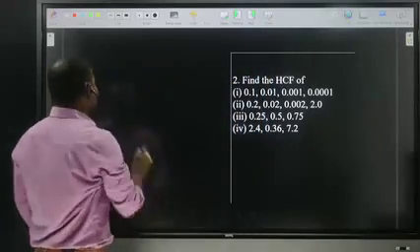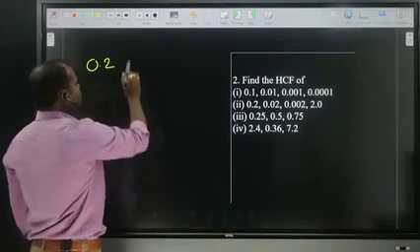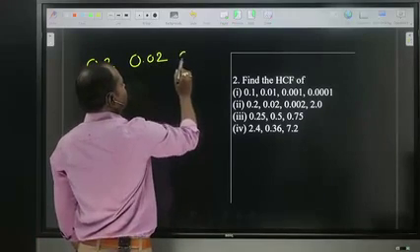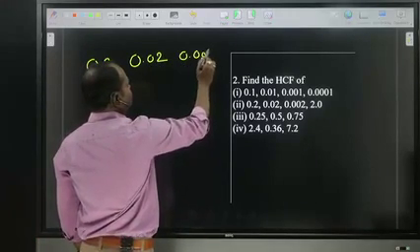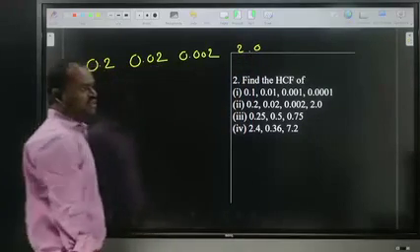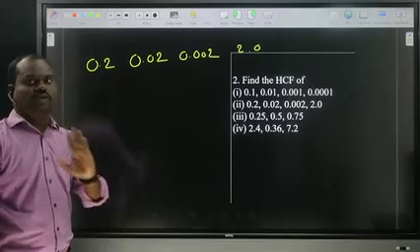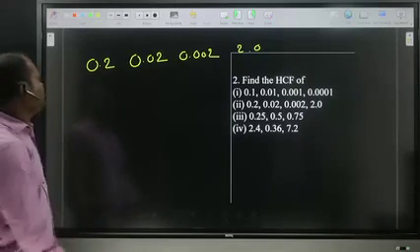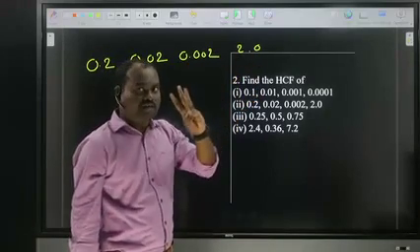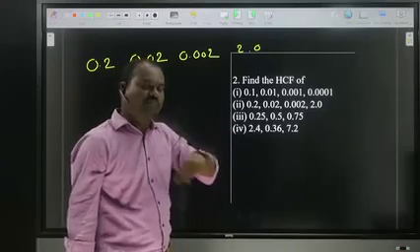Now the second one. I will show clearly: 0.2, 0.02, 0.002, 2.0. First of all, what I said: after the point, make the number of digits equal. That is also the maximum. Here 1 is there, here 2, here 3, here 1. Maximum how many are there? 3. So first of all, make all of them 3. Wherever there are fewer, we should write zeros.